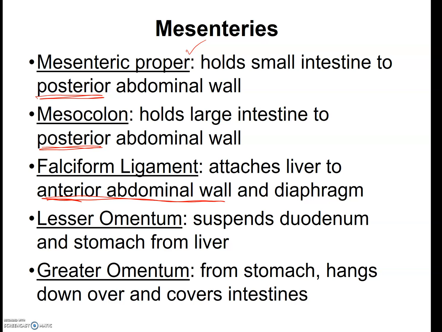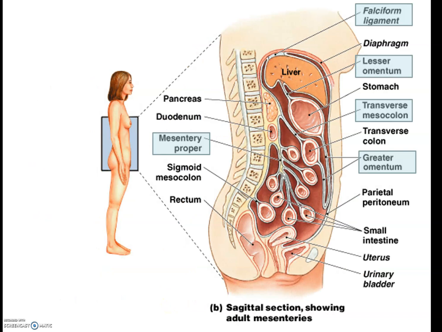The lesser omentum suspends the duodenum. It actually separates the duodenum from the stomach and the liver. So we say it suspends, but basically it's a segment that keeps the duodenum separate from these portions of the digestive tract so that you can move around a little bit more easily. And the greater omentum is part of the stomach, kind of hangs down, and it covers the intestines.